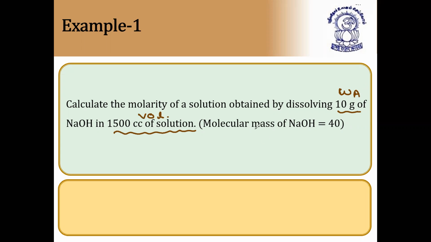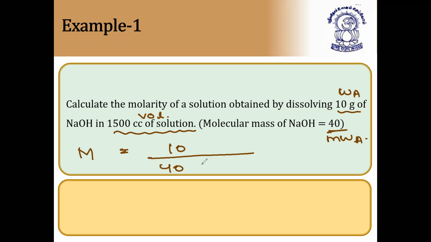So first, you have to find the molecular mass of sodium hydroxide. Even if they don't give it, we know how to write it, because sodium is 23, oxygen is 16, hydrogen is 1. By adding all these, you get 40. So molarity, capital M, is equal to weight of solute, that is 10 grams, by molecular mass of solute, that is 40, into volume of solution 1500 ml into 1000. 1500 cc is nothing but 1500 ml, both are the same. 1000 we have to write because they have given cc.